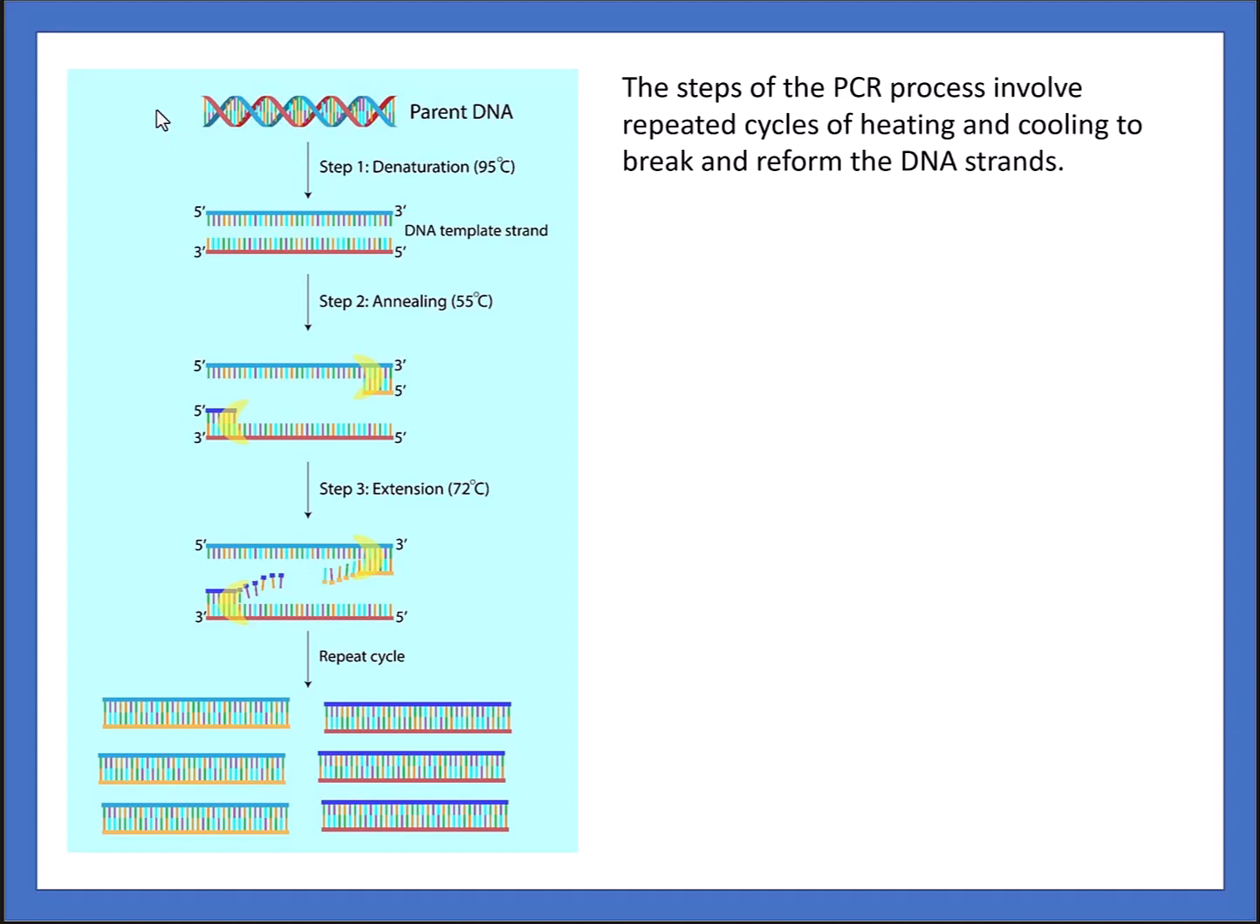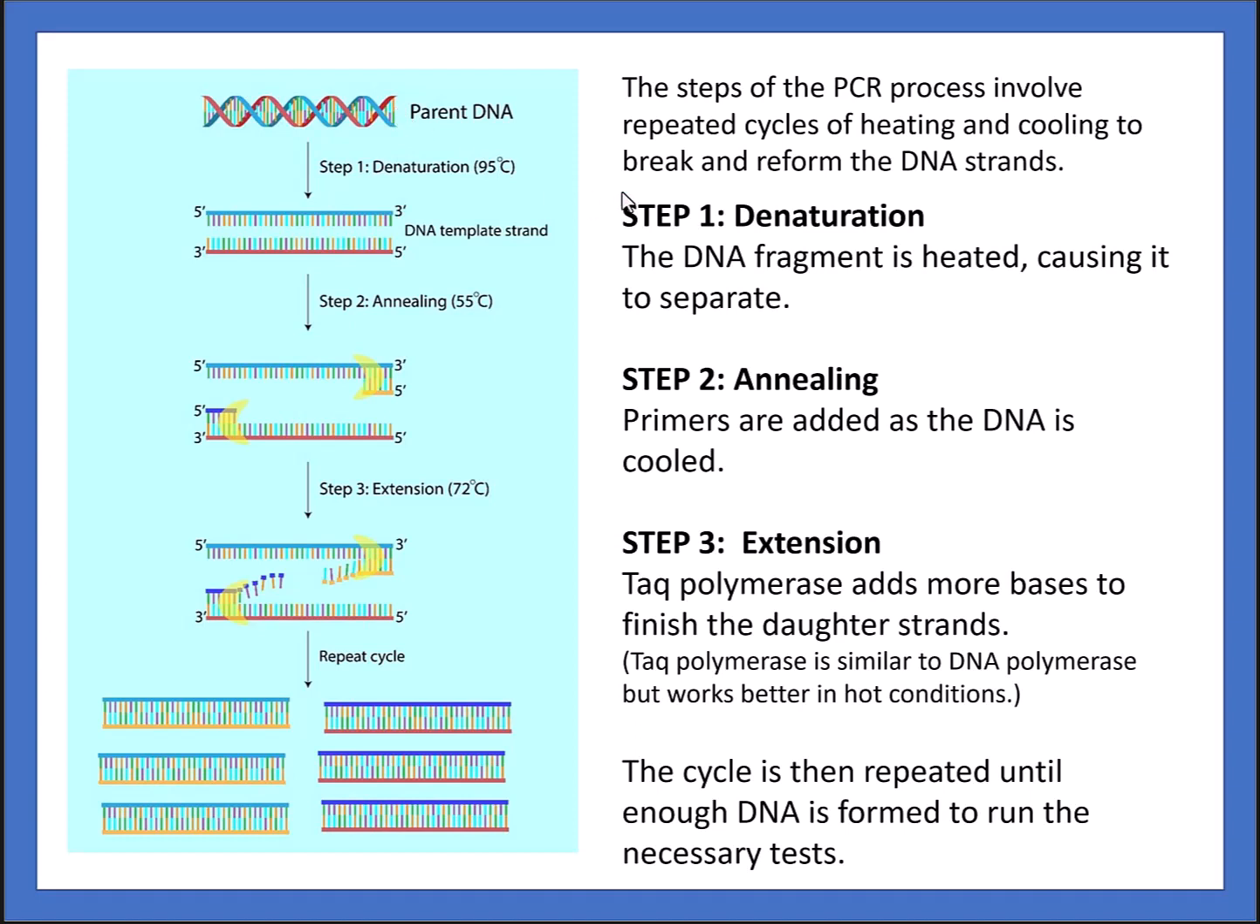Here is the piece of parent DNA that might have been collected from the crime scene. The first step is to denature it. So the DNA is heated, and it causes those two strands to separate. They unwind and separate from each other. The second step is annealing, where primers are added to the solution of DNA and the DNA is cooled back down.